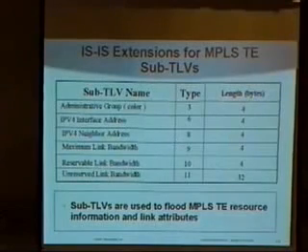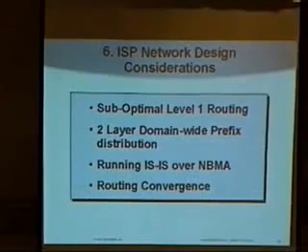Right. Sub-TLVs, basically to help the MPLS use of ISIS for traffic engineering. Network design considerations, right? So the first one to talk about is suboptimal level 1 routing, right? And the second thing will be level 2 domain-wide prefix distribution, which allows us to fix the first problem, right? Suboptimal level 1 routing.